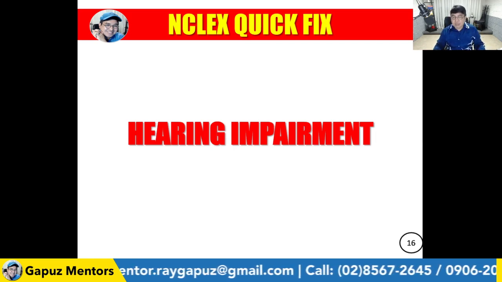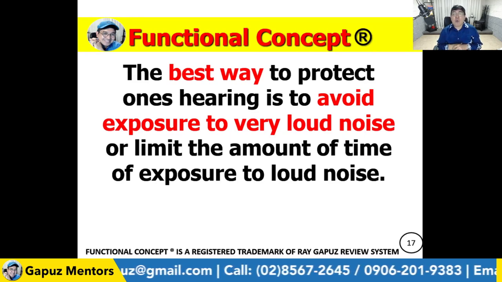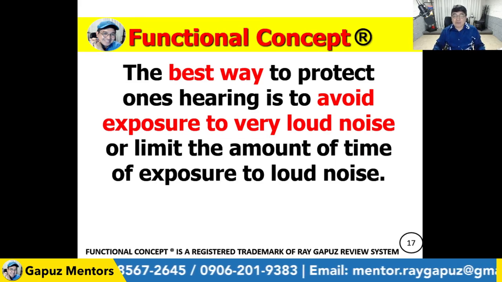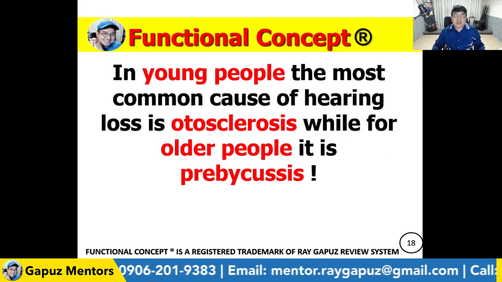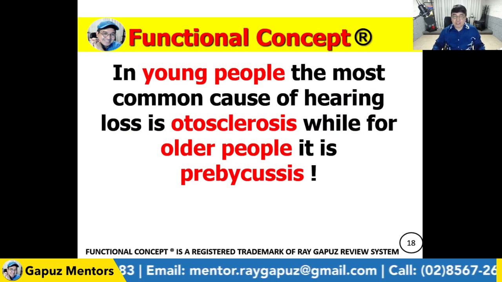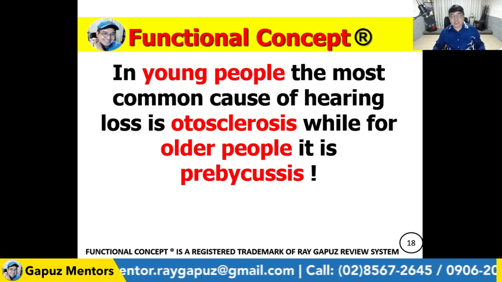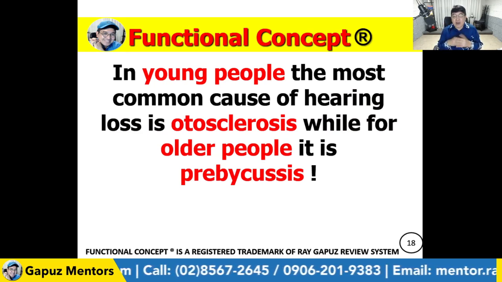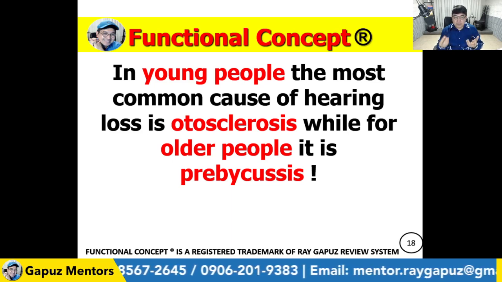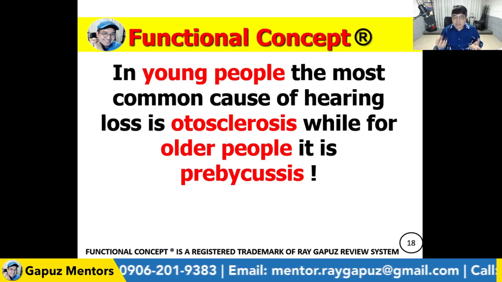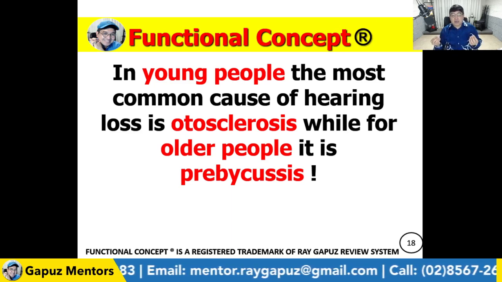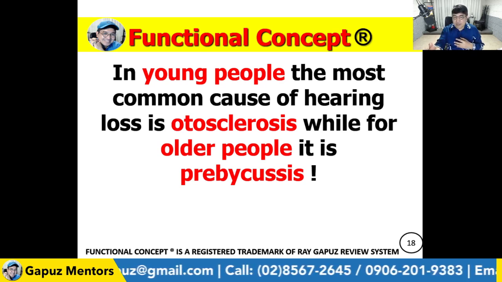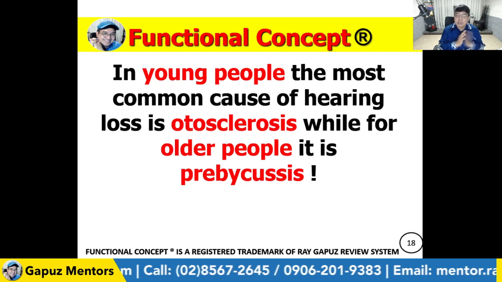Now, let's proceed. The best way to protect one's hearing is to avoid exposure to very loud noise or limit the amount of time of exposure to loud noise. In young people, the most common cause of hearing loss is otosclerosis, while for older people, it is presbycusis. Now, in otosclerosis, you have a hardening of the bones, okay, the incus, the malleus, and the stapes, and this prevents the conduction of sound from the external environment to the ear to the interpretation in the brain.